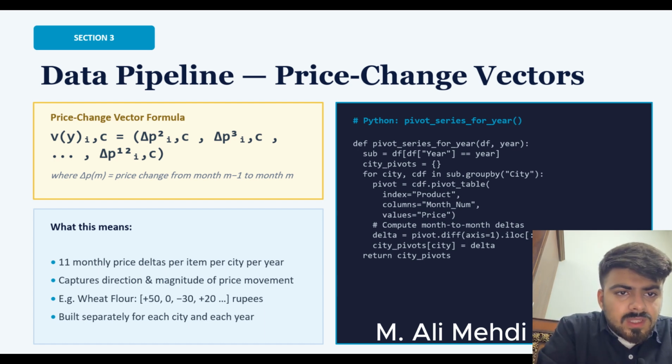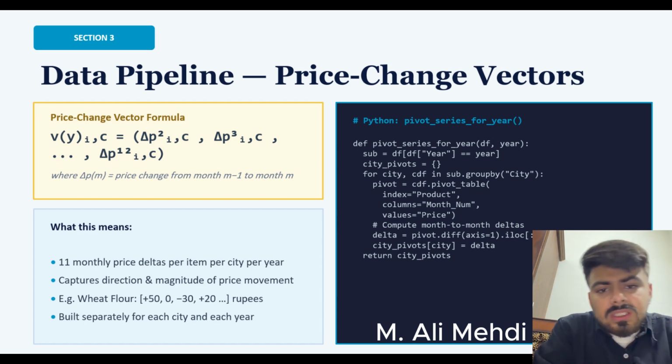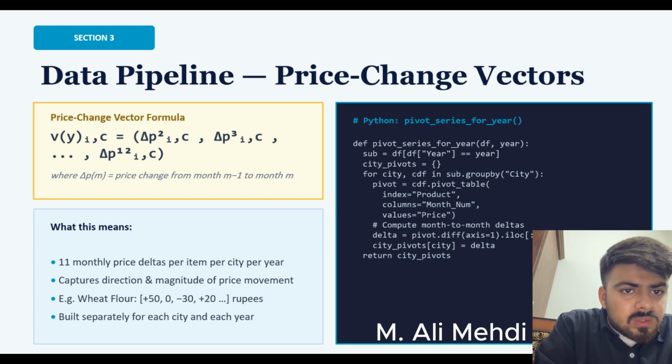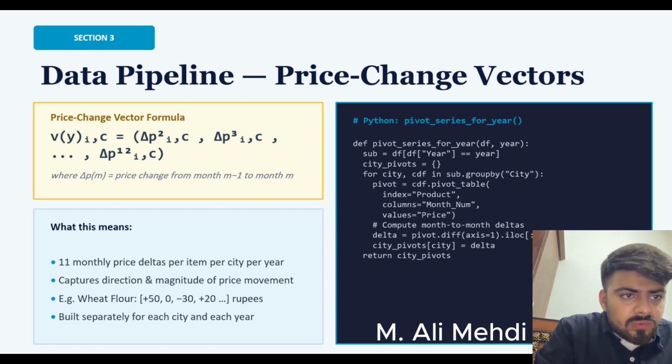Now, to measure how similar two items are within a city, we use cosine similarity. And as you can see, this is the exact formula of cosine similarity from our course. The dot product of two vectors divided by the product of their magnitudes. A score close to 1 means both items moved in the same direction, and if the score is near 0, it means the movements were unrelated.